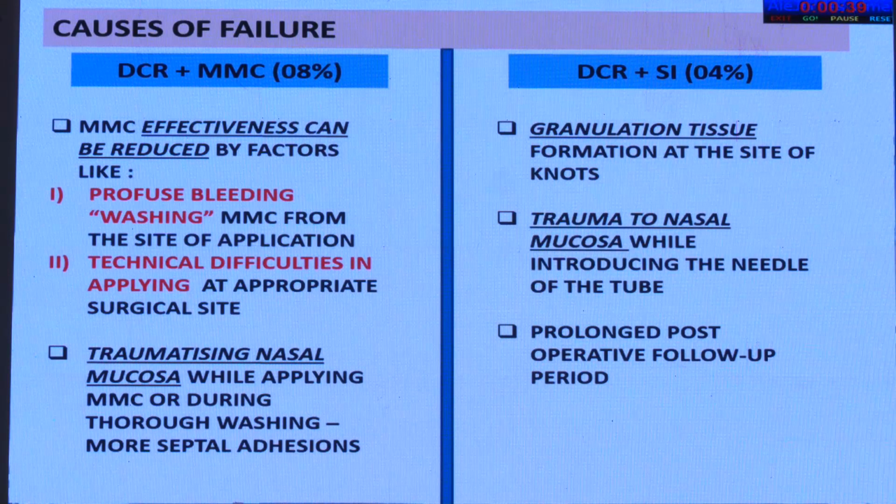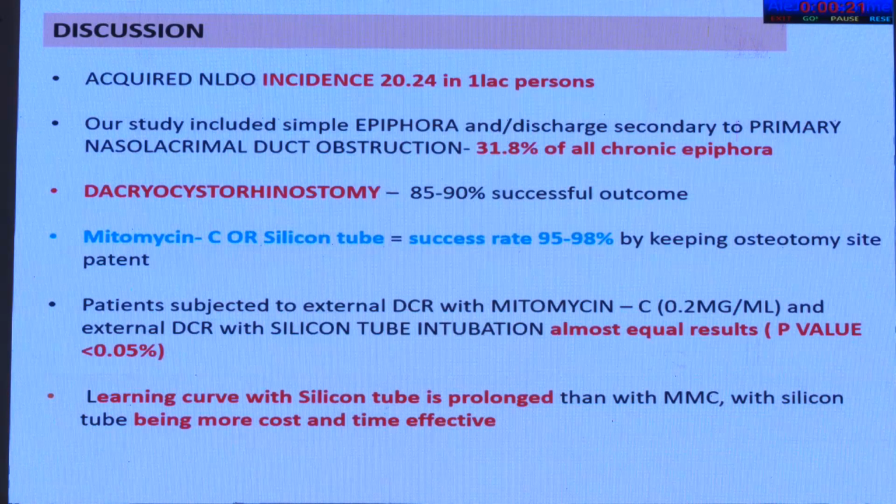With MMC it can be due to profuse bleeding leading to washing of the MMC from the site of application, or technical difficulties, or traumatizing the nasal mucosa while applying the MMC. In case of silicone intubation, it may be due to granulation tissue formation at the site of knots or trauma during the procedure. So in case of conventional method, the successful outcome is almost 85 to 90%, but with the use of MMC or silicone tube, the success rate increased to 95 to 98%.